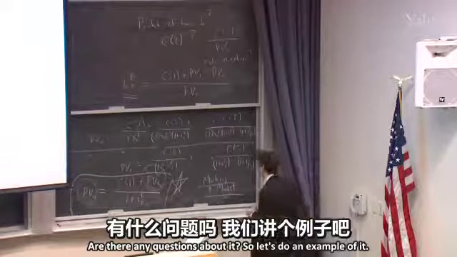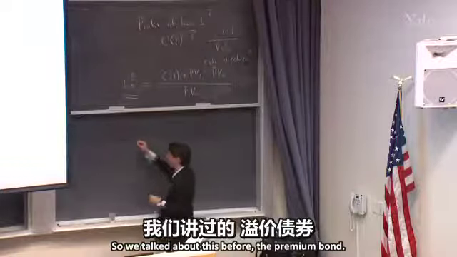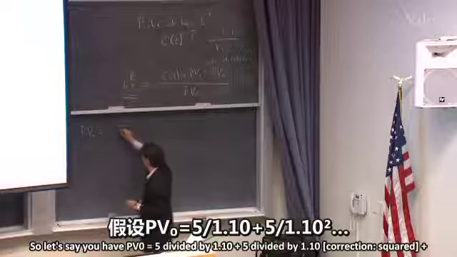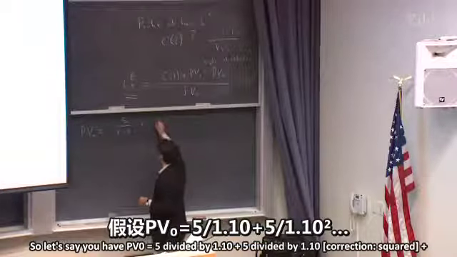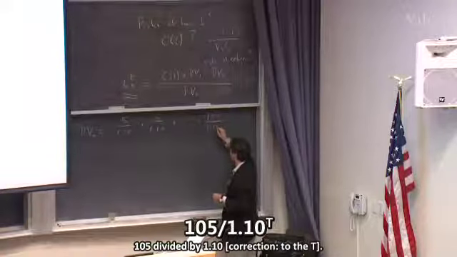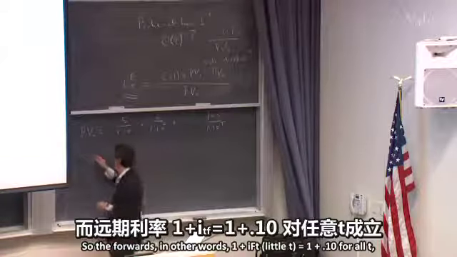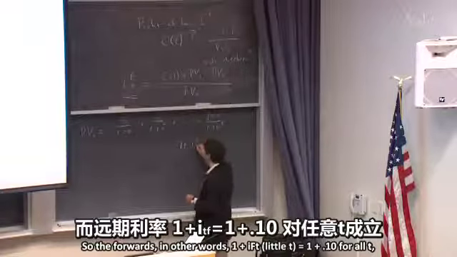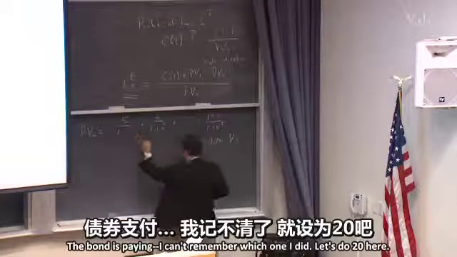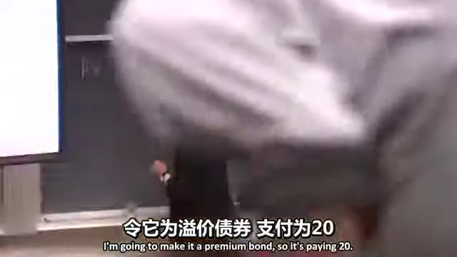Okay, so let's do an example of it. The most basic example is the premium bond. We talked about this before. Let's say you have PV0 equals 5 divided by 1 plus 10, plus 5 divided by 1 plus 10 squared, and so on. So the forwards, in other words 1 plus f_t equals 1 plus 10%, for all t. So all the forwards are 10%. Let's do 20 here. I'm going to make it a premium bond, so it's paying 20.